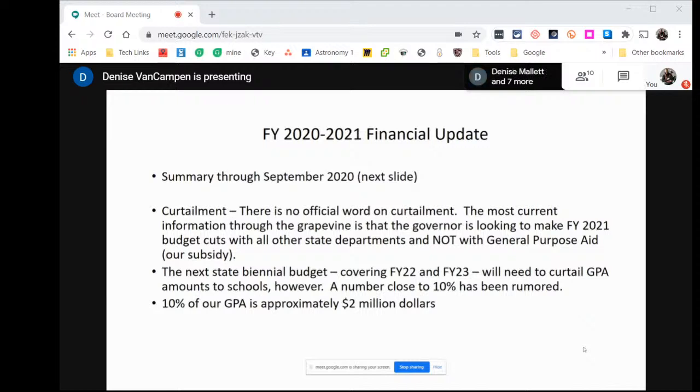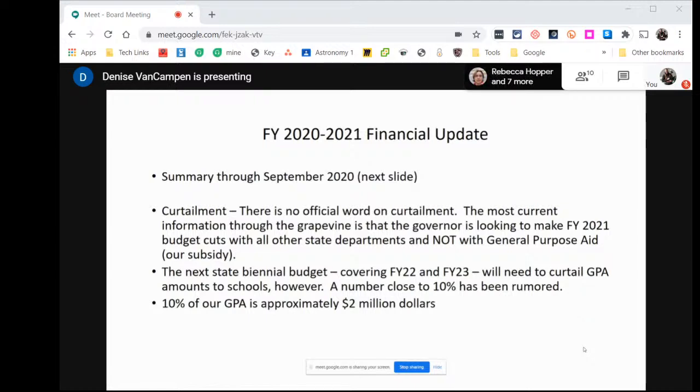The other thing I wanted to mention with respect to fiscal '21 is curtailment. There is no official word on curtailment, but the most current information through the grapevine is that the governor is looking to make FY '21 budget cuts with all the other state departments and not with the education department.